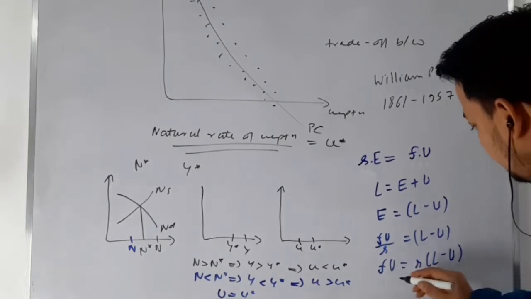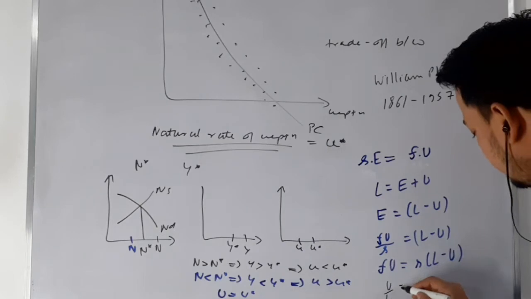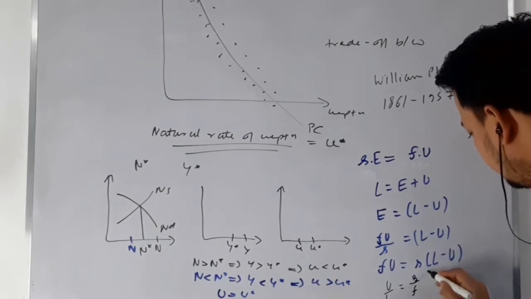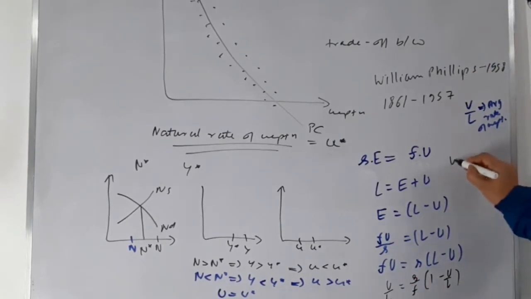So dividing both sides by N, I will be getting U by N. You will divide here, this is S by F, 1 minus U by N. After rearranging, you will get the average rate of unemployment to be S over S plus F.